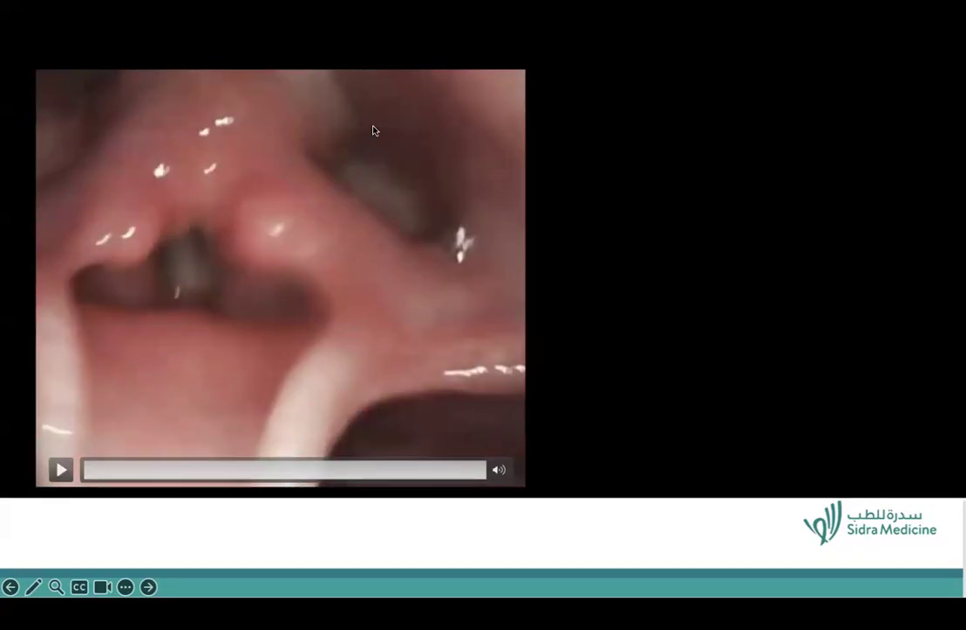So Priyanshi mentions Reinke's edema. There is a bit of edema there, that's true, but that is not the primary pathology I was looking for, but very good try.